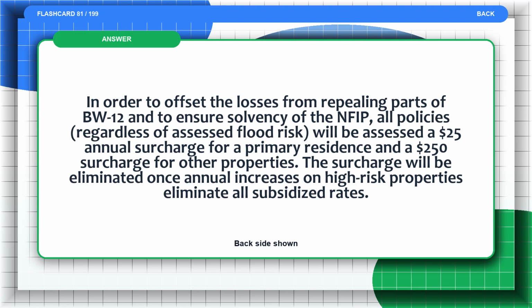The answer is, in order to offset the losses from repealing parts of BW12 and to ensure solvency of the NFIP, all policies regardless of assessed flood risk will be assessed a $25 annual surcharge for a primary residence and a $250 surcharge for other properties. The surcharge will be eliminated once annual increases on high-risk properties eliminate all subsidized rates.